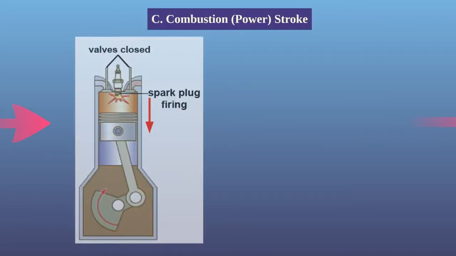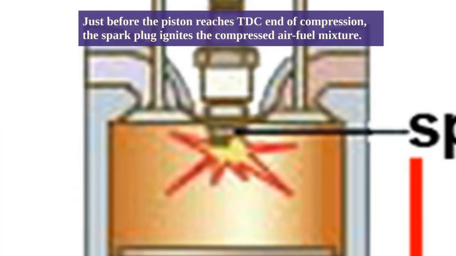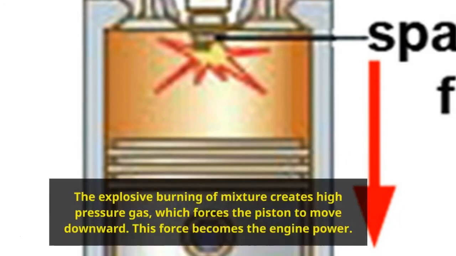Combustion or power stroke. During the combustion stroke, while both intake and exhaust valves are closed, the engine generates motive power for the vehicle as the piston moves downward. Just before the piston reaches TDC at the end of compression, the spark plug ignites the compressed air-fuel mixture. The explosive burning of the mixture creates high-pressure gas, which forces the piston to move downward. This force becomes the engine power.